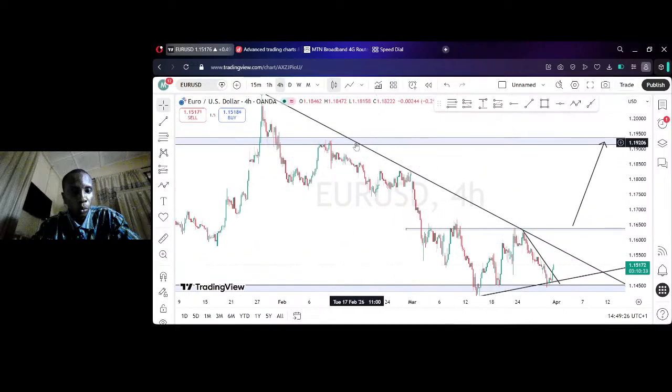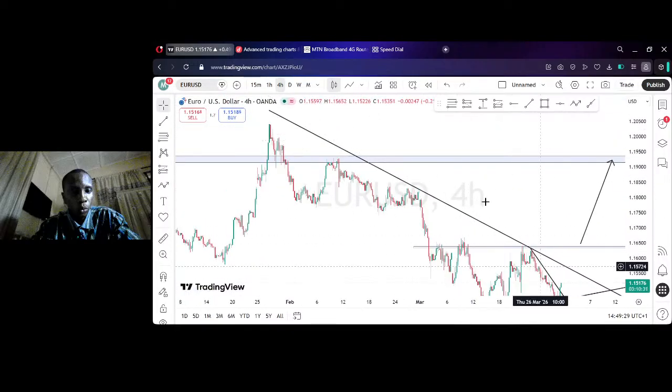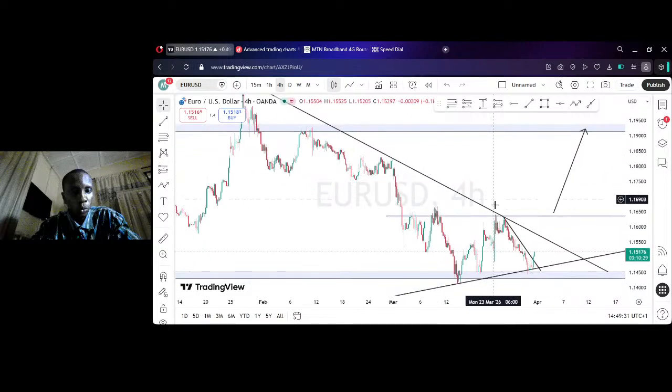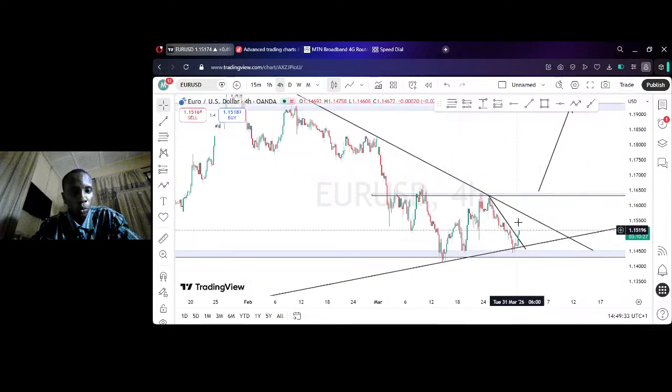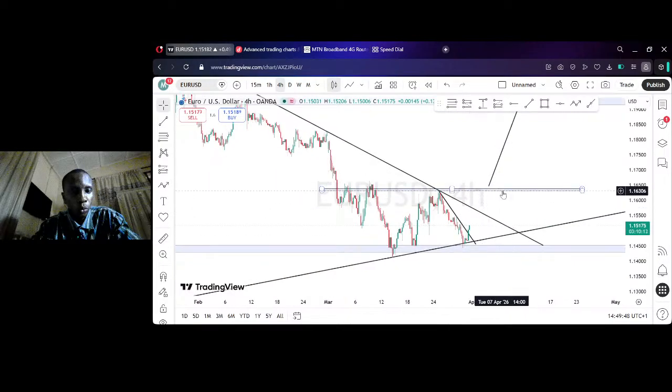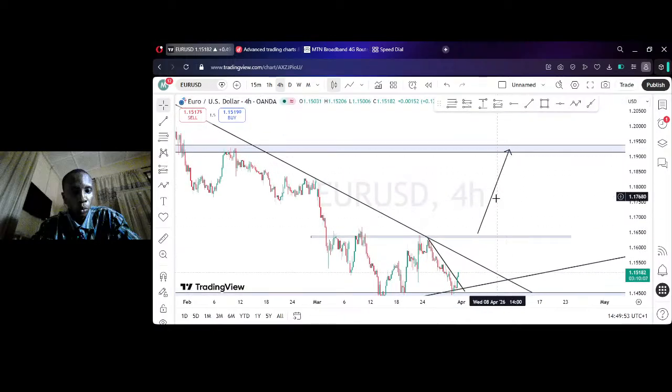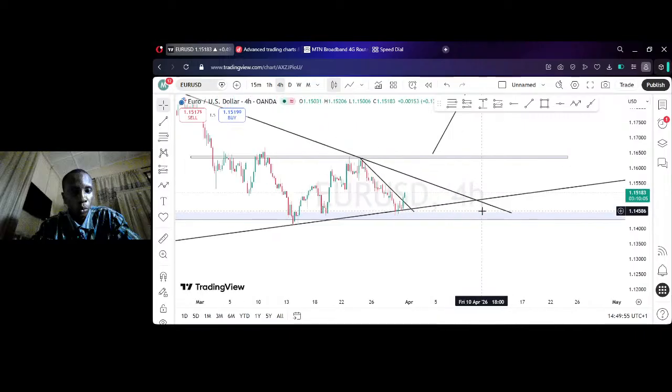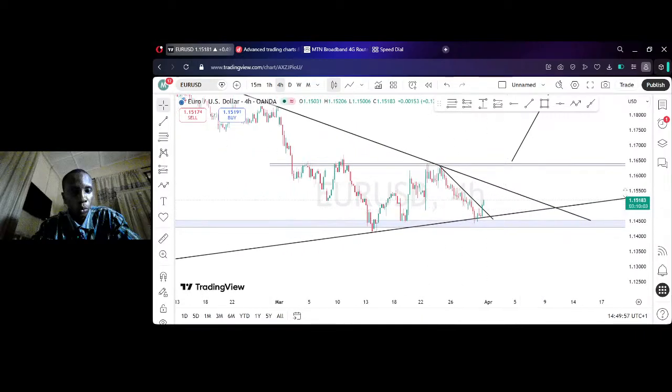Look at it. Like I said earlier, we have the first touch point, the second touch point, the third, the fourth touch point, and we're expecting price to come test this trend line for the fifth touch point. If price can break out for the fifth touch, we are coming up. We are coming to attempt this resistance level, and if price can break out from this resistance level, we are coming to the upside. But for now, this is a buy.